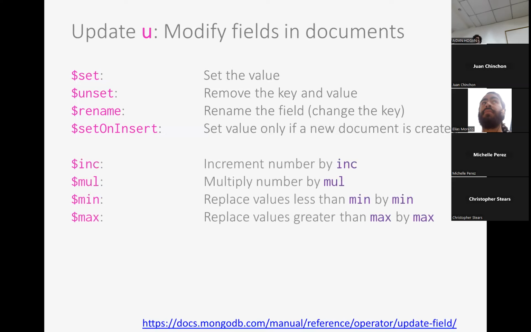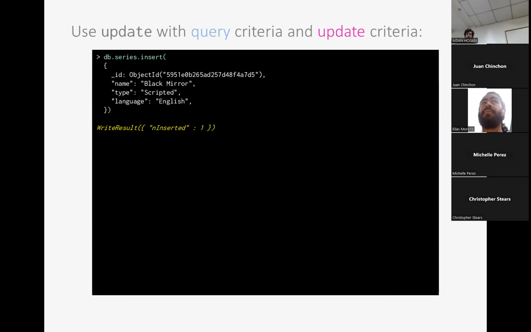We have increment to increment a number by the value. We have multiply to multiply a number, min to replace values less than min by min, max to replace values greater than max by max. We can also use the function current date to set something to the current date. Okay, so let's have a look at some examples of how update works.